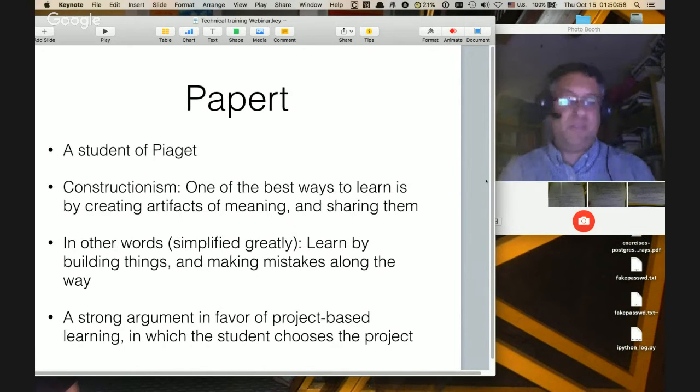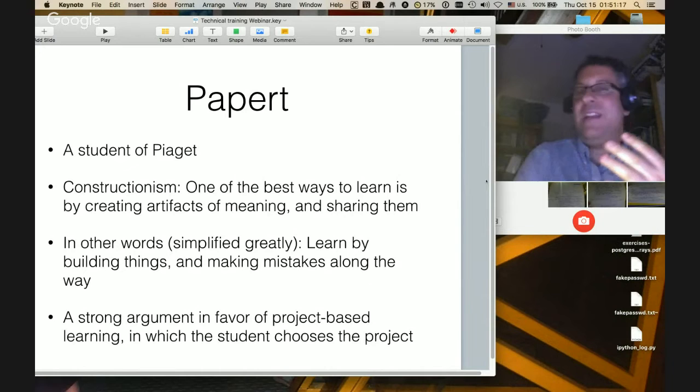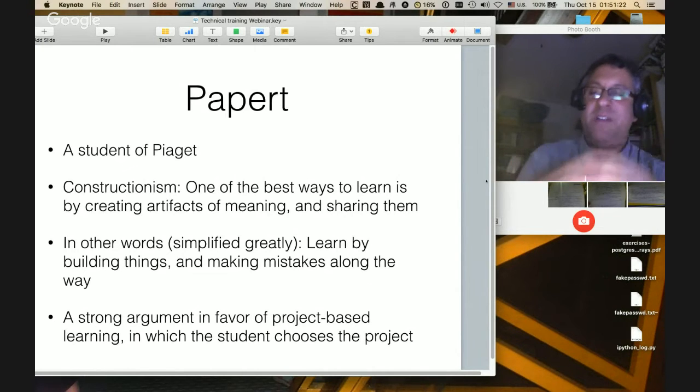Now, Seymour Papert, I must say he was my advisor's advisor. For my PhD, no surprise, I'm a big fan of him and his work. He was a student of Piaget. Piaget came up with this constructivism idea that people construct their own knowledge. Papert came up with what's called constructionism, meaning one of the best ways to learn is by creating things. You create artifacts that are meaningful to you, and then you share them with other people.